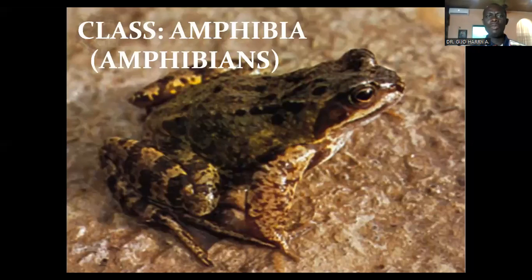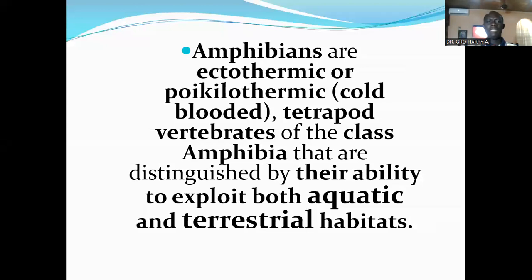Today's lecture will be on the class Amphibia, and we're going to look at the introductory part of this class. In the process of our discussion, we'll also look at the anatomy and physiology of amphibians, the external anatomy of the amphibians. Now, what are amphibians? Amphibians are ectothermic or poikilothermic or cold-blooded tetrapod vertebrates of the class Amphibia that are distinguished by their ability to exploit both aquatic and terrestrial habitats.